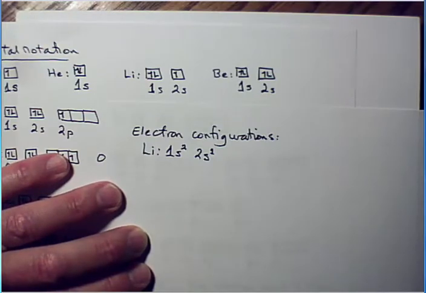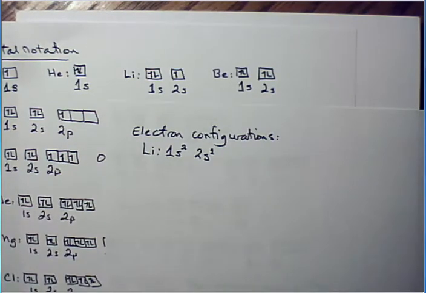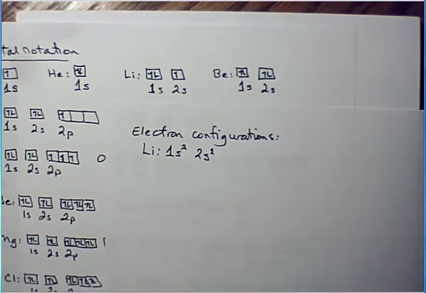Does that make sense? It's a lot easier than whatever I was just doing. Well, sure, but what it doesn't show you are the orbitals and the spin of electrons.